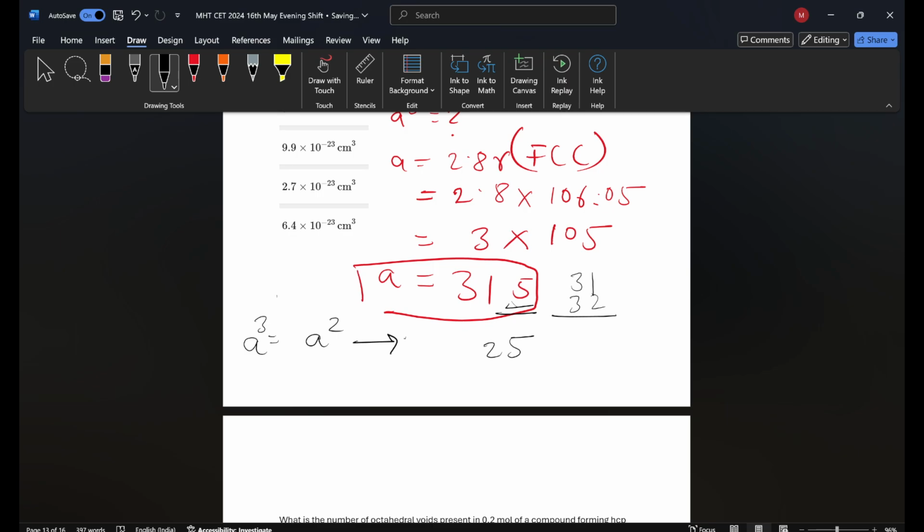31 into 32 is 992, and then 25. So this is the square of 315, and again you have to multiply it by 315. So this is unavoidable. However, I will tell you the answer. The answer is 2.7 into 10 raised to power 23. Again, this radius was in picometers, so it becomes 10 raised to power 24 here. So don't take me wrong on that.